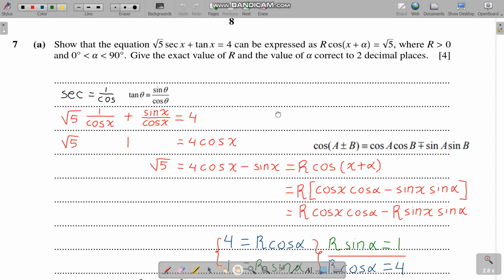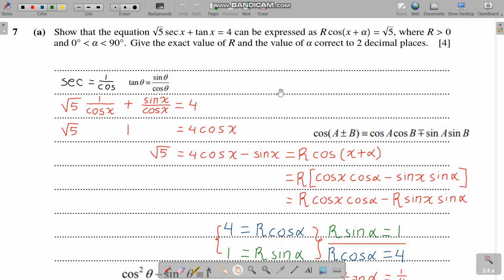Trigonometry. Show that the equation can be expressed as... So the first thing we need is the secant definition. This is not in the MF19. So secant is actually 1 over cos, and tangent is actually sine over cos. So we can replace the secant with 1 over cos, replace the tangent with sine over cos, and then we multiply both sides by cos.